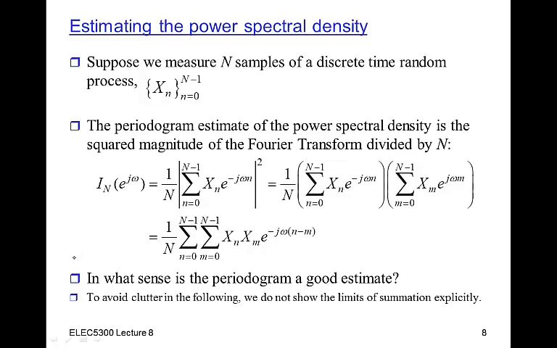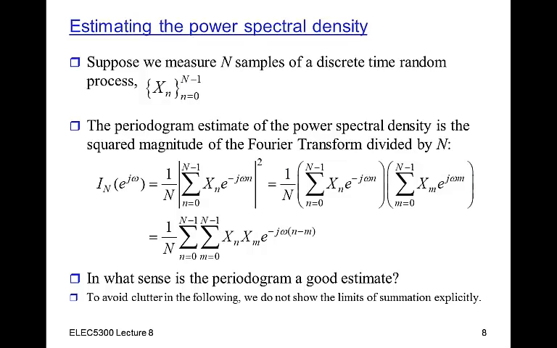Now, this equation is a little bit complex, so in order to avoid clutter, I'm going to avoid writing the limits of summation here explicitly. It should be understood that all of the limits of summation always go from 0 to N minus 1. We're always summing over those N data terms that we have.